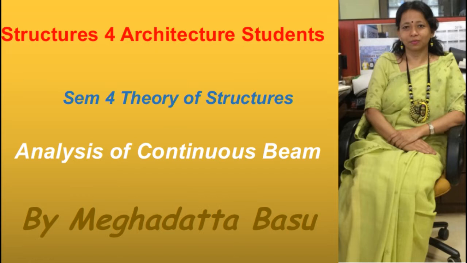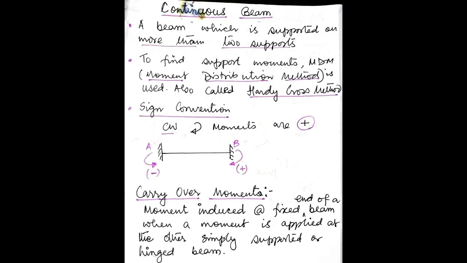So let us start. First of all, what is a continuous beam? A beam which is supported on more than two supports. See, if a beam is supported on two supports at both ends, either a roller joint and a hinge joint, then it is called a simply supported beam. But if there are more than two supports, then it is called a continuous beam.